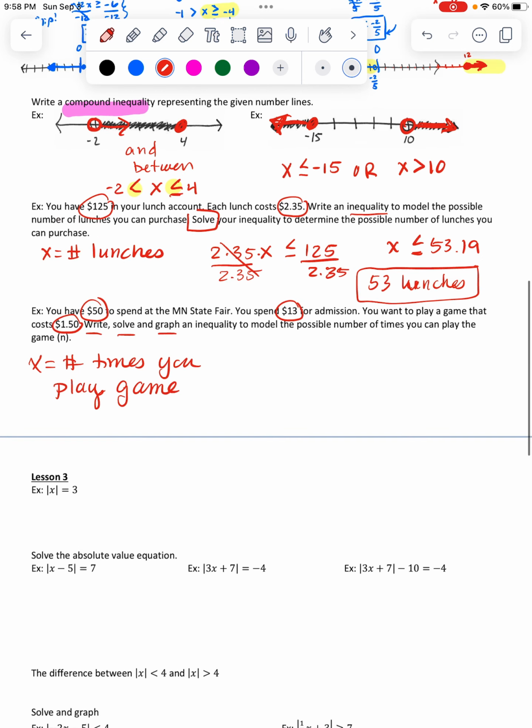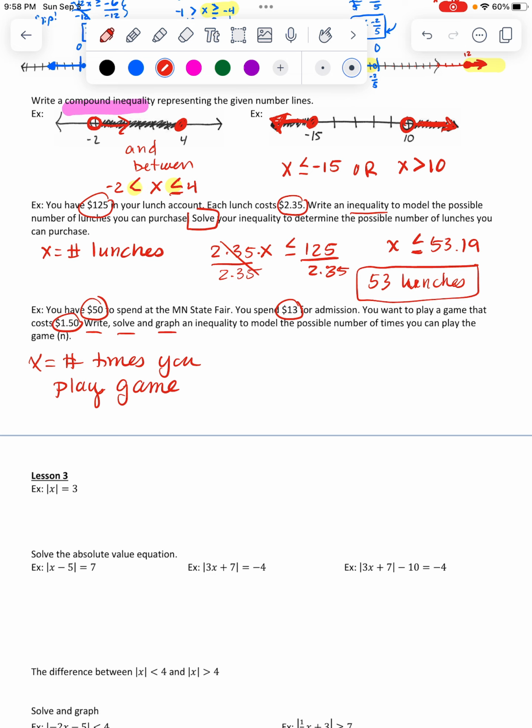Okay, so let's figure this out. You have $50 total, so you have to stay at or below $50. You need $13 to walk in the door. That's a flat fee, but then you also have $1.50 times however many times you play the game, and you need to stay at or below the money that you brought to the fair, which was $50. So that's my equation, and now I just solve it.